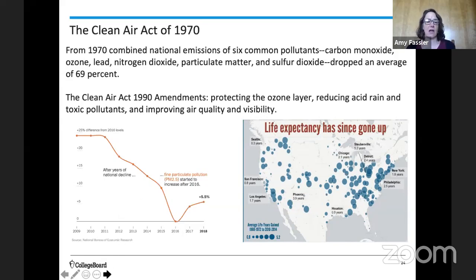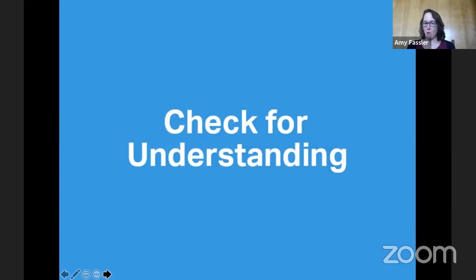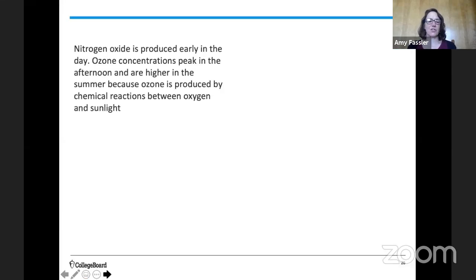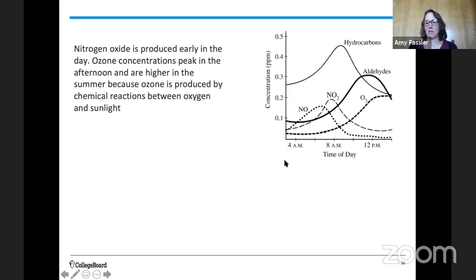Let's do a quick question or two that looks at the topics that we just addressed. One that deals with this kind of complex issue of ozone formation. Nitrogen oxide is produced early in the day. Ozone concentrations peak in the afternoon and are higher in the summer because ozone is produced by chemical reactions between oxygen and sunlight. And I wanted to point out, if we looked back at that first slide with the cloud of primary pollutants, we would see both NO and NO2. And technically that NO gets converted as the morning goes on.